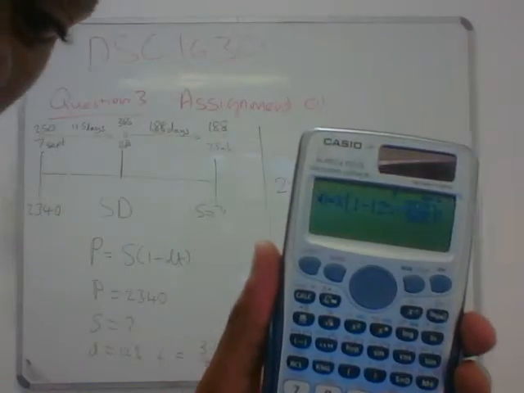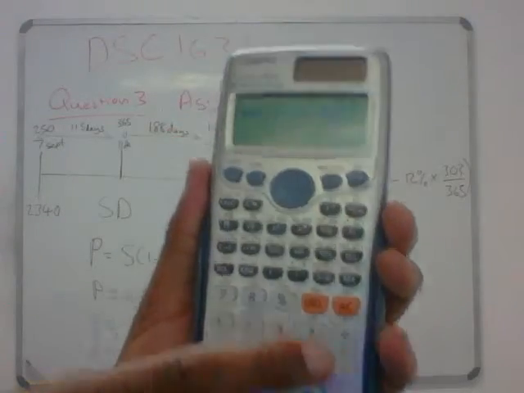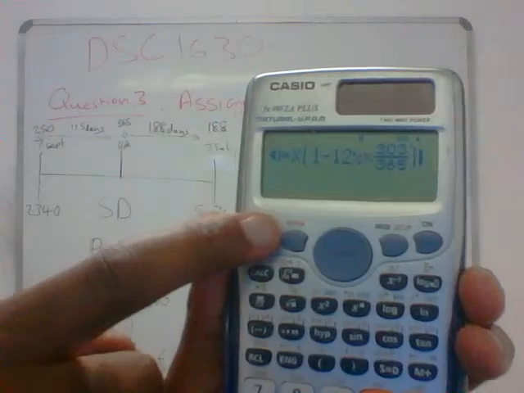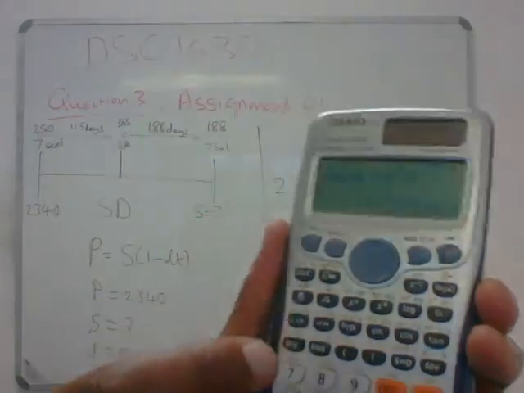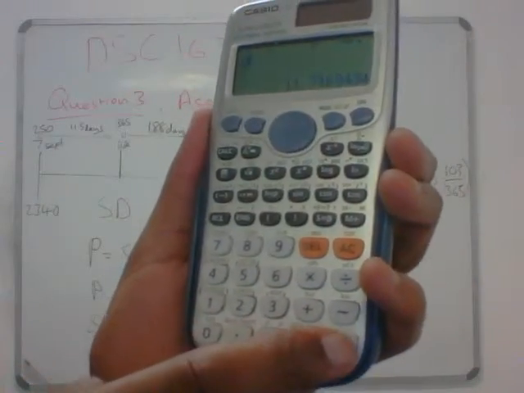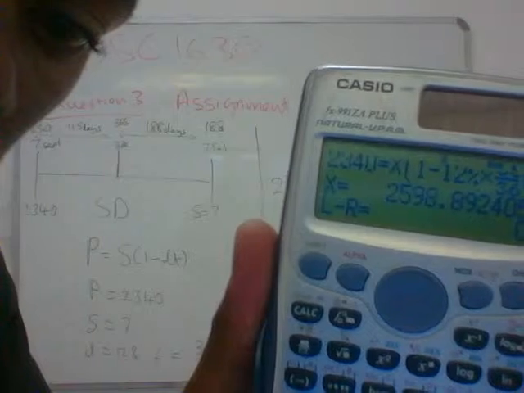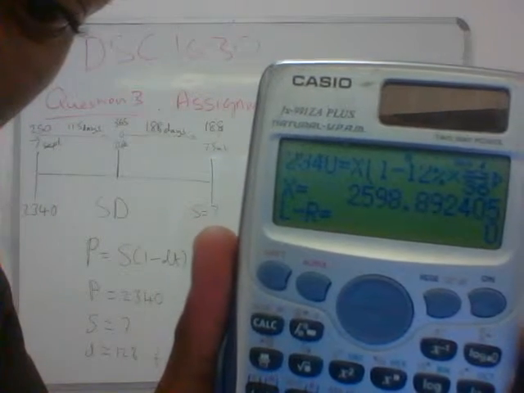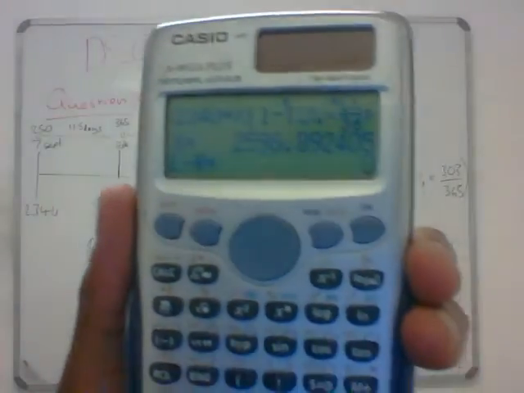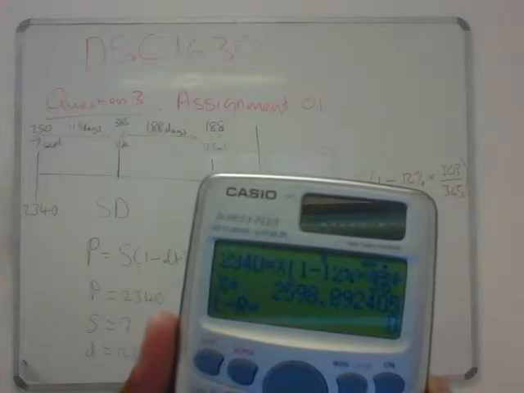So I've typed in the equation, right? From here I mustn't just come here and say equals. I'm solving this equation, so the solve button is in yellow there, so I say shift solve. After I say solve, I must press 0 first, then equals. Then it solves for me. If you look at that, it gives you X is equal to 2598.89. So that's the exact answer, right?